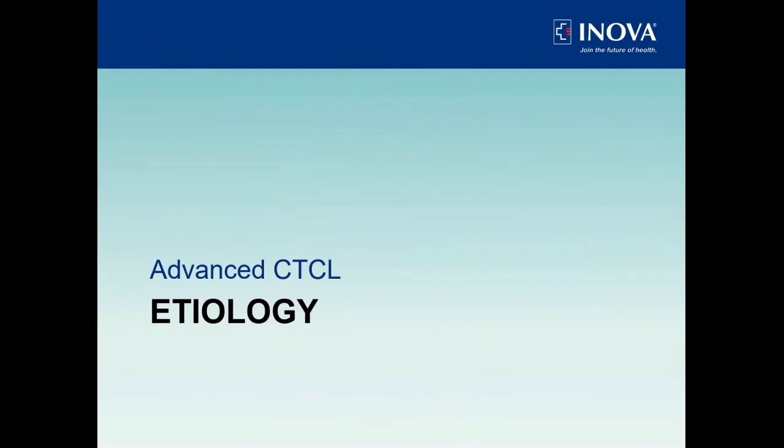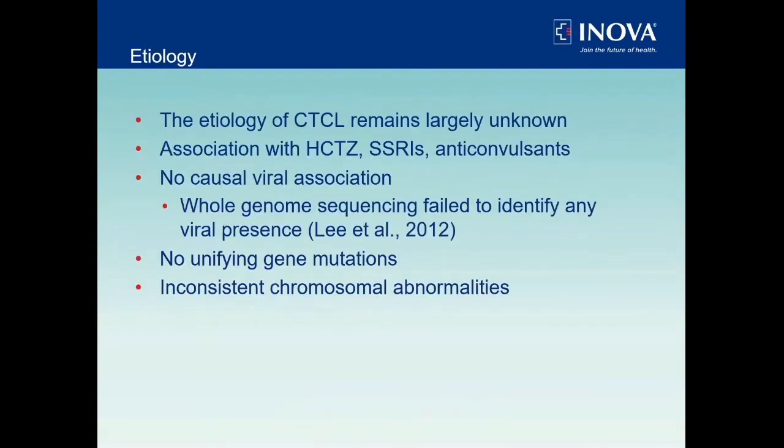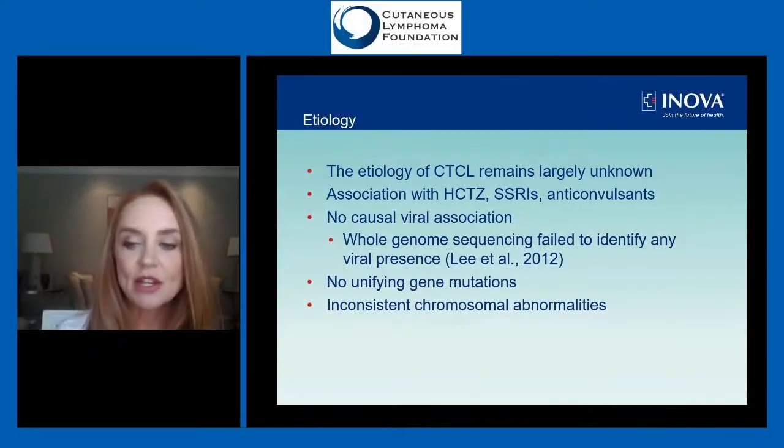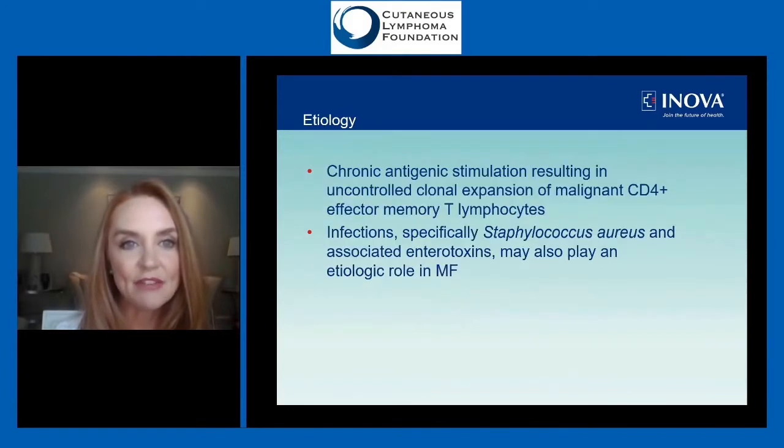So where does this problem come from? We are not entirely sure. We do know that there seems to be some association, although it's not a direct cause and effect relationship, among hydrochlorothiazide, an antihypertensive agent, selective serotonin reuptake inhibitors, and certain anticonvulsant drugs. Many theories have been advanced trying to link CTCL to certain viral infection, but none of that has been very conclusive. Additionally, there's no genetic mutation that someone can inherit that leads to this cancer the way that we observe in other types of cancer, and there's no consistent chromosomal abnormalities that have been identified.